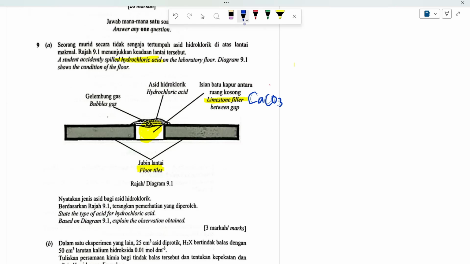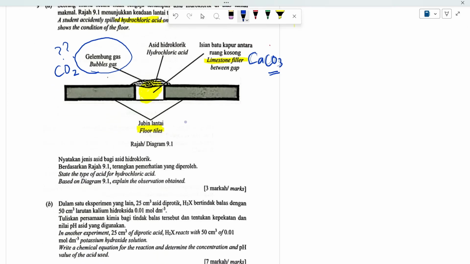So here the hydrochloric acid will react with the calcium carbonate. Then it will produce what? Bubble gas. So what is this gas? Is it hydrogen? No. What is the gas? Carbon dioxide. Yes, if you look into this carbonate, so you know this is carbon dioxide gas. Okay, so basically we are able to answer the question already.